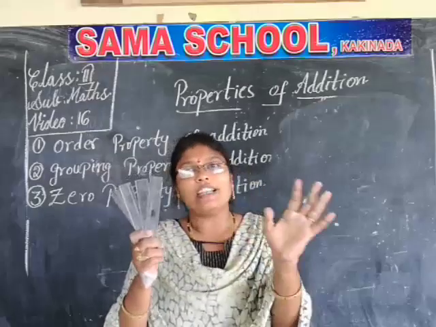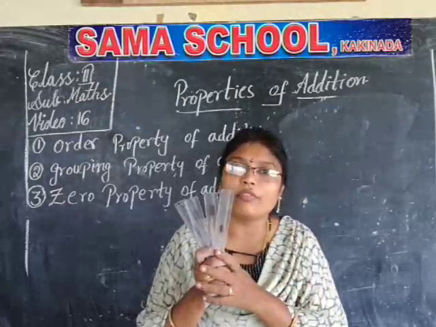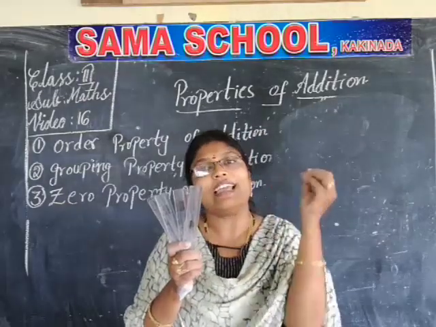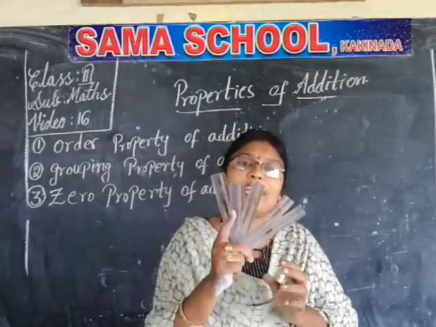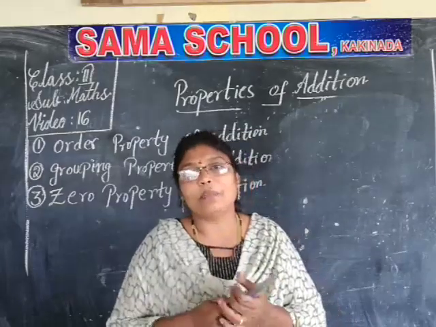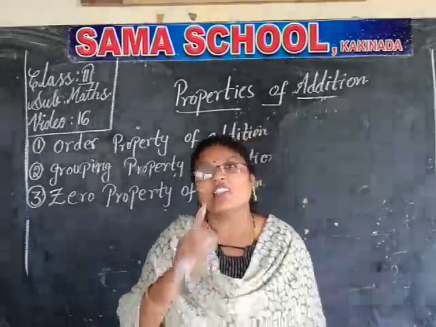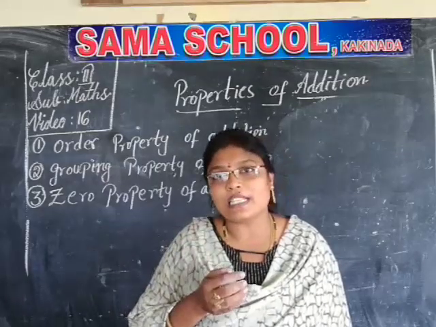And I have not added any scales. Then how many do I have? I have not added anything. That means that I have added 0 scales. Then how many scales do I have now? 5. Yes, that means when 0 is added to any number, then what will be the sum?